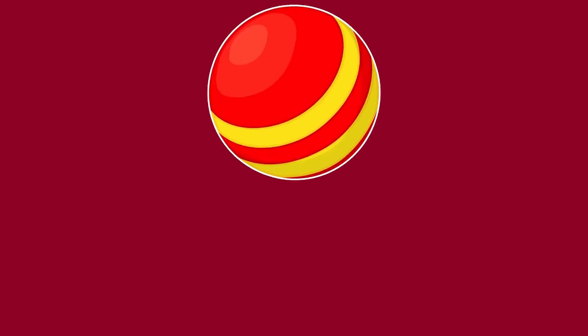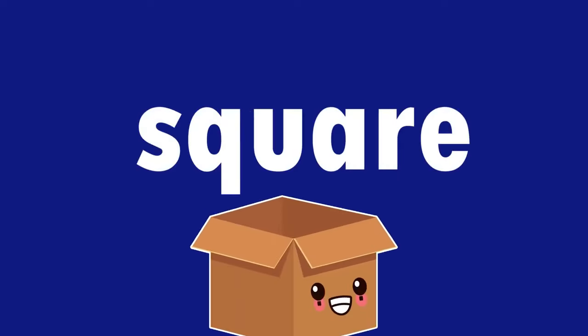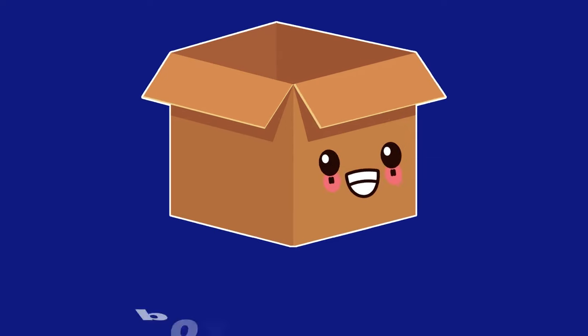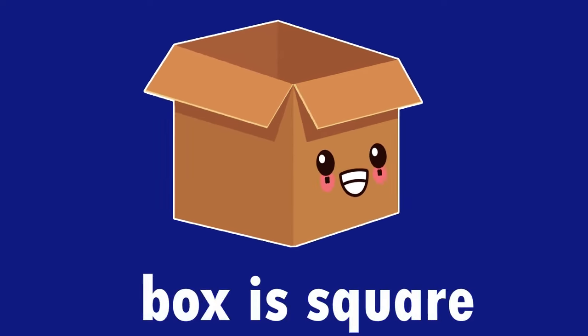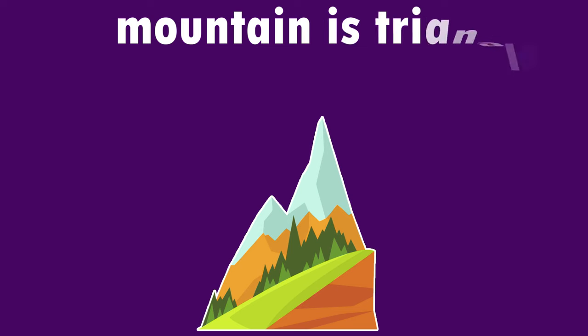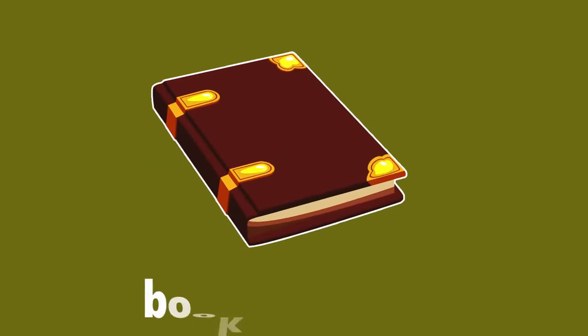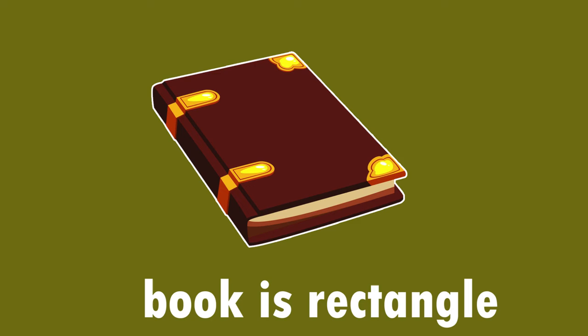Circle. Ball is circle. Square. Box is square. Triangle. Mountain is triangle. Rectangle. Book is rectangle.